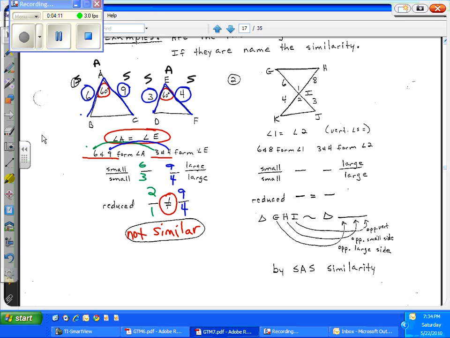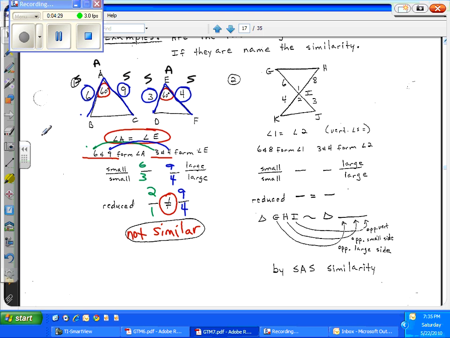So if an angle of one triangle is equal to an angle of another, and the sides that form those angles are in proportion, they're similar. If the sides that form those angles are not proportional, then they are not similar. Okay?